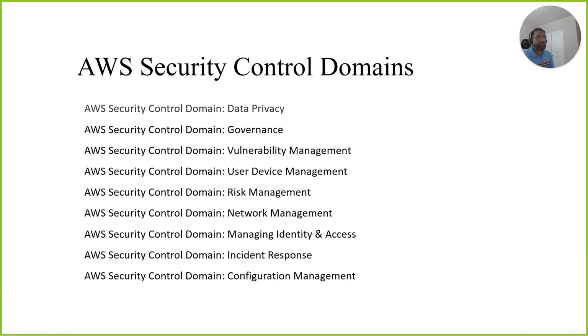The first domain is data privacy, where we talk about how we can secure data, how privacy is concerned, and how we can handle those situations to make sure data can be seen only by the authorized person. There is governance, where a bunch of services provide governance-related activities and options to make sure your service and data comply with governance. Also, a bunch of services are available for vulnerability management, user device management, risk management, network management, managing identity and access, and incident response. So Amazon itself categorizes these various domains wherein we can secure our code, data and infrastructure.